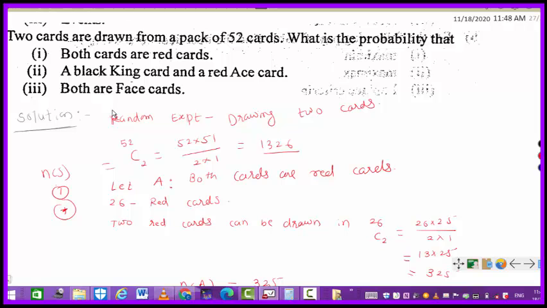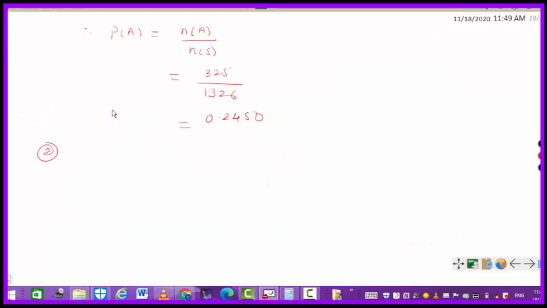See here, black king cards. How many black cards are there? 26. How many kings are there? 4 kings. How many black kings are there? Out of 4 kings, 2 are red kings and 2 are black kings. So there are 2 black king cards.